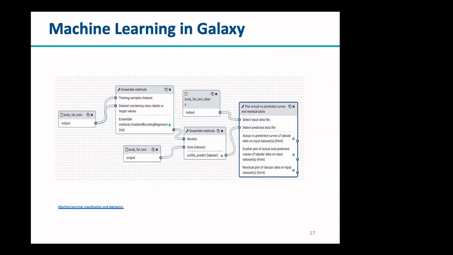And yeah, you can use workflows in Galaxy to design your workflow. For example, here you can use your data with ensemble methods and set the parameters for it, build the model, and use other data sets to do the prediction. And here it is possible to visualize the prediction, for example, with a plot of actual and residual curves and residual plots. So it is possible to use this Galaxy workflow to build your machine learning specific workflows.